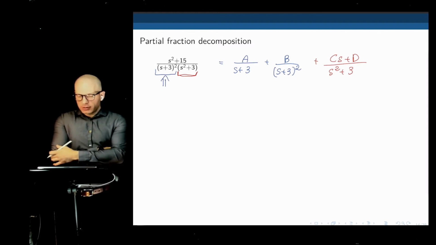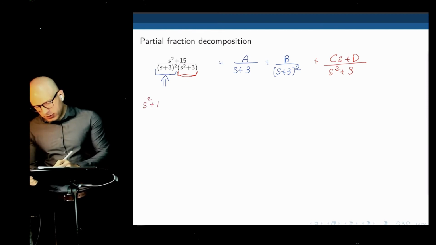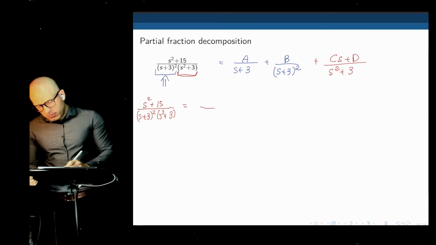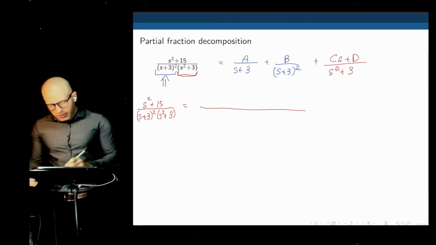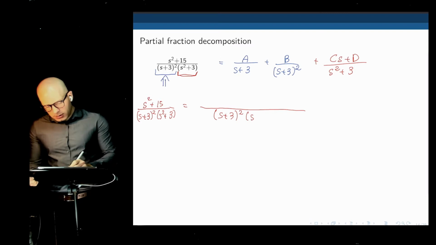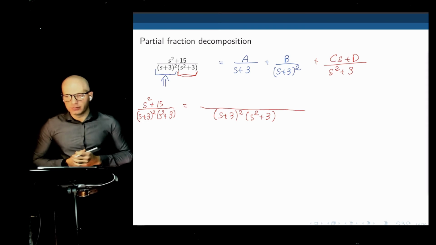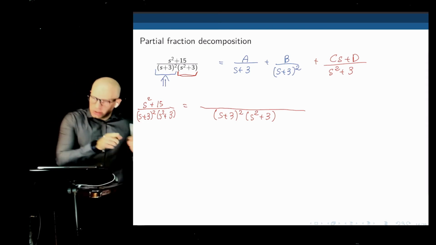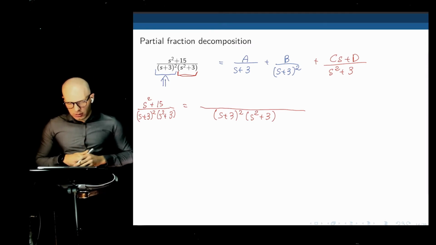We can use either method. Let's use the second one for this one. s squared plus 15 over s plus 3 squared, s squared plus 3. What is the least common denominator here? The least common denominator is s plus 3 squared times s squared plus 3. We could put all three factors, but they will simplify later, right? The s plus 3 is included in s plus 3 squared, so it's not necessary, but if you have it there, it doesn't change anything.